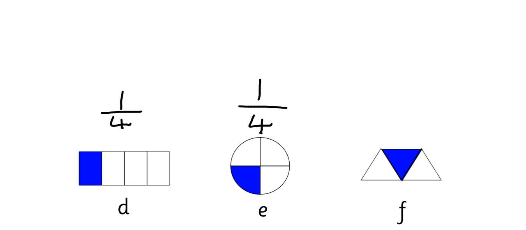And F, 1 part coloured in. How many parts all together? 3. 1/3. 1 out of 3, a third. If you were right, give yourself a tick. If you made a mistake, change it so that it matches mine, but make sure you realise where you went wrong so you don't make the same mistake again.